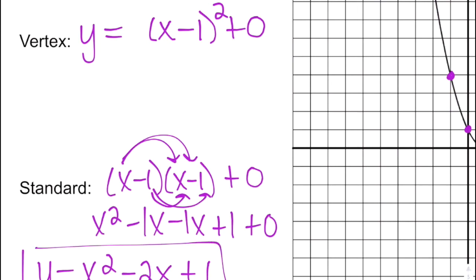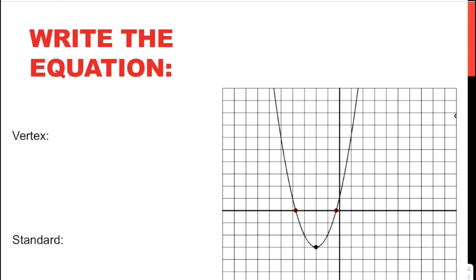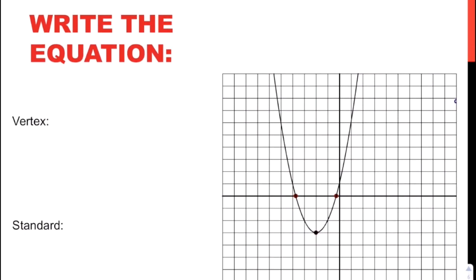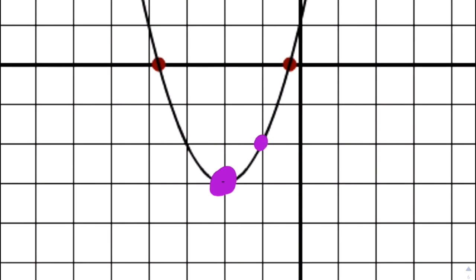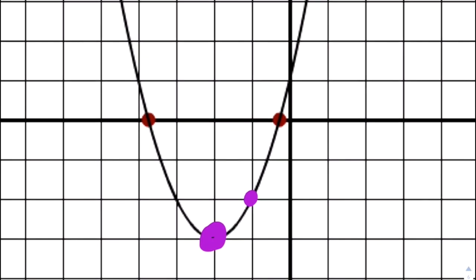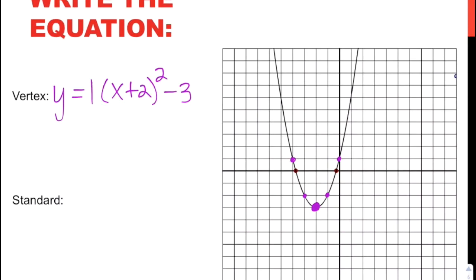Moving on to our next graph, this graph has moved left 2, down 3. My vertex is -2, -3. So plugging that into vertex form, I have x plus 2 squared minus 3. The pattern has not gotten skinnier or wider from my parent function. I'm still going right 1 up 1, right 2 up 4. So you can write a 1 in front, but you don't necessarily have to.